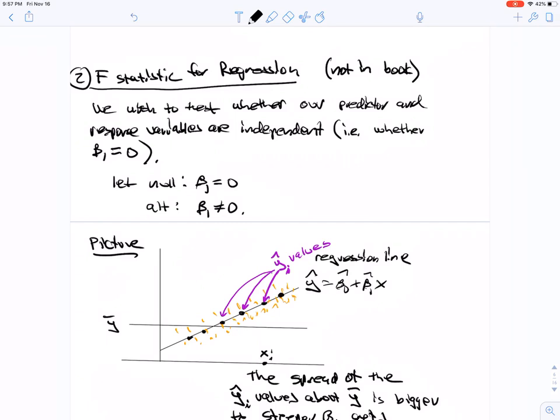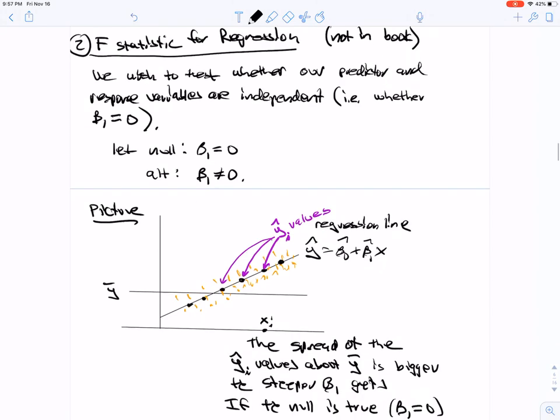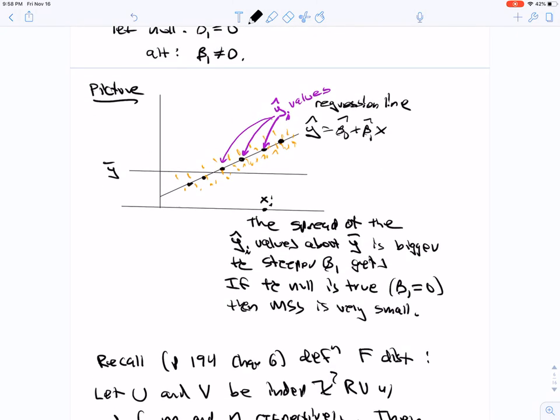Of course, so when beta 1 is 0, then y is just your intercept, your regression intercept plus an error. There's no dependence on x. So we're going to let the null be that beta 1 is 0, and the alternative is that beta 1 is not 0. So here's our picture, right?